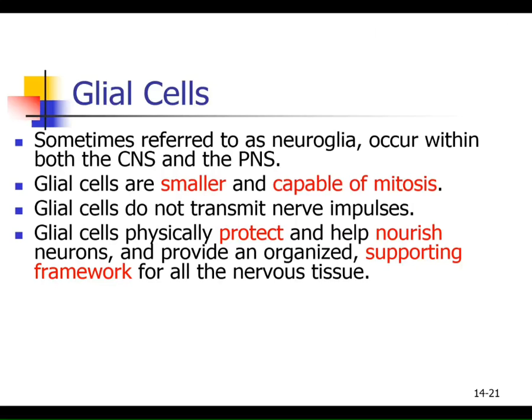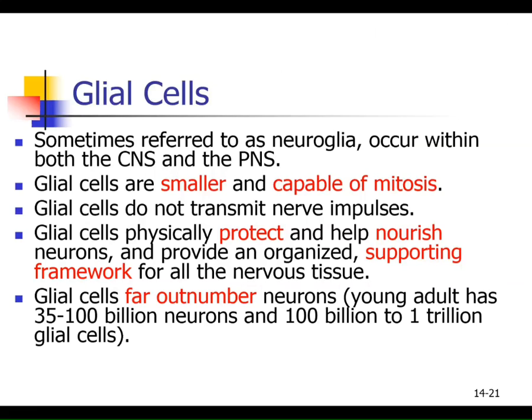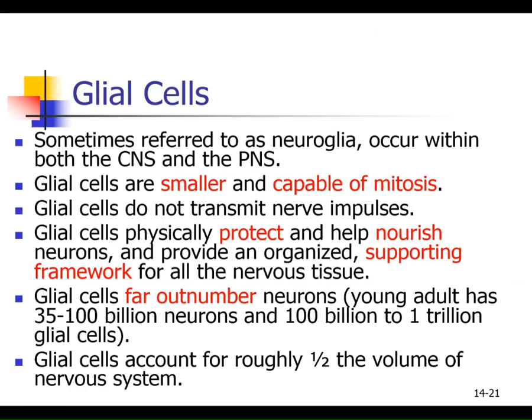The glial cells far outnumber the neuron. And you saw that in that image of the neuron under the microscope. You saw one neuron surrounded by 30, 40 of these black nuclei, right, for the glial cells. So you know that the glial cells are more numerous than neurons. In fact, in a young adult, you're going to have about as many as 100 billion neurons, but you're going to have up to a trillion glial cells. Okay, so it can be a far greater number. If you took your brain and your spinal cord and you accounted for its volume, about half of all the volume of your brain and spinal cord would be composed of these glial cells. They're very small, but there's so many of them that they would make up 50% or so of the volume.